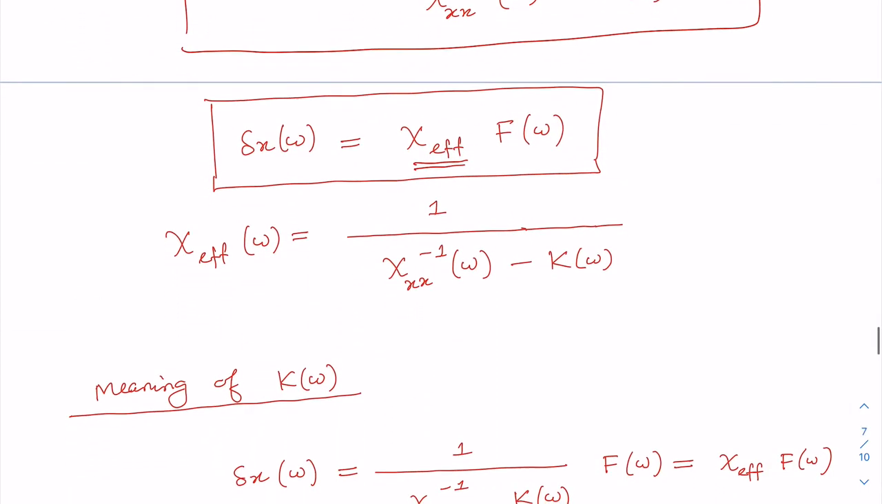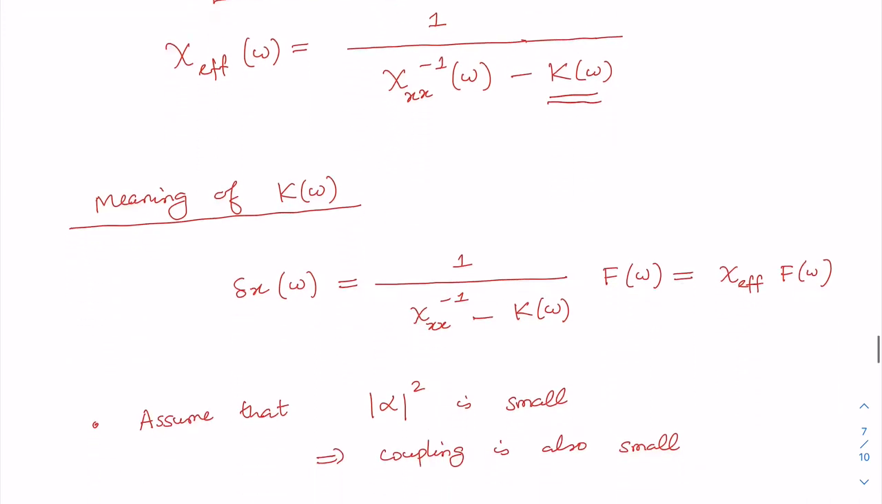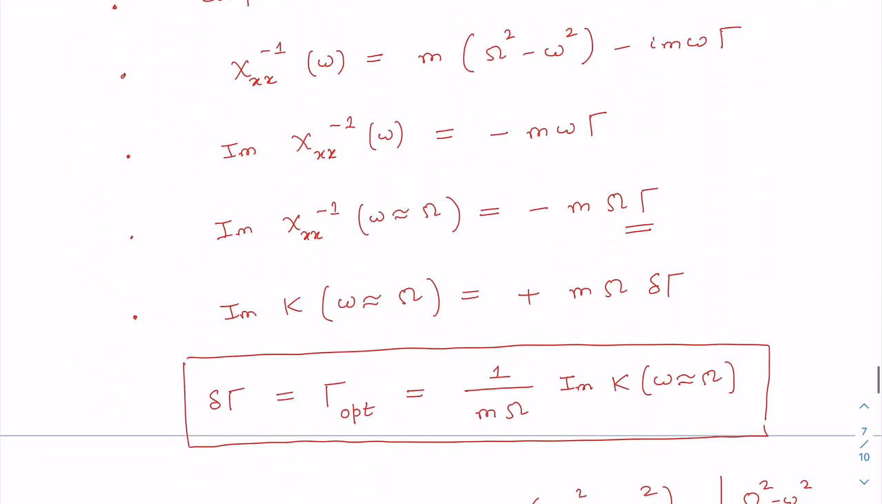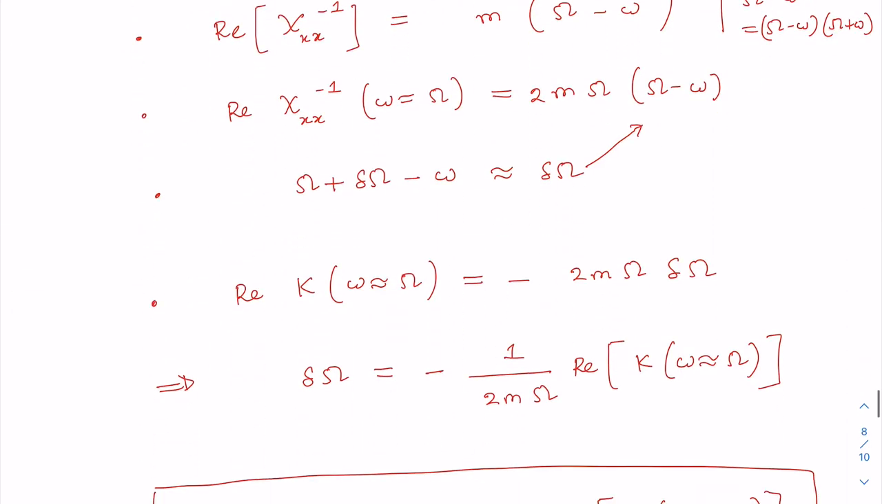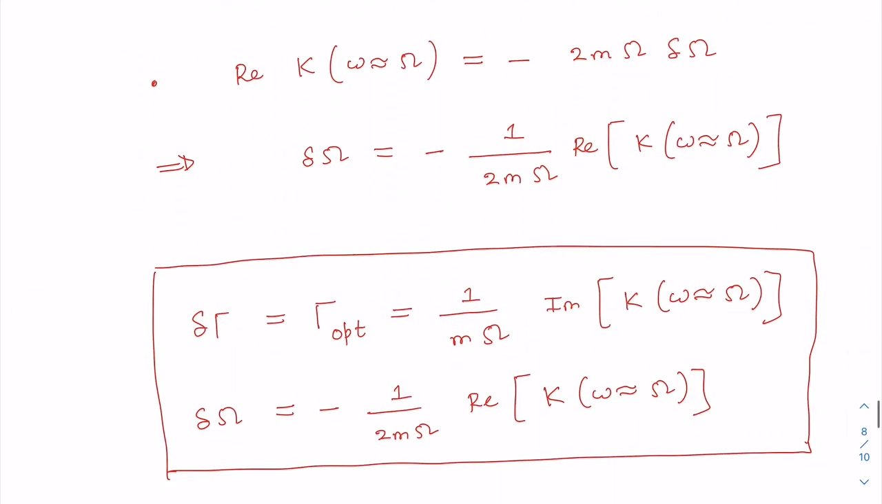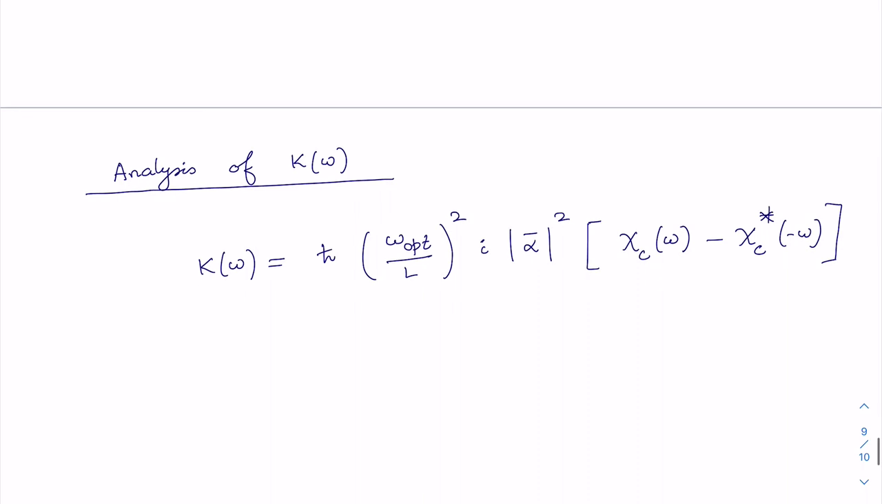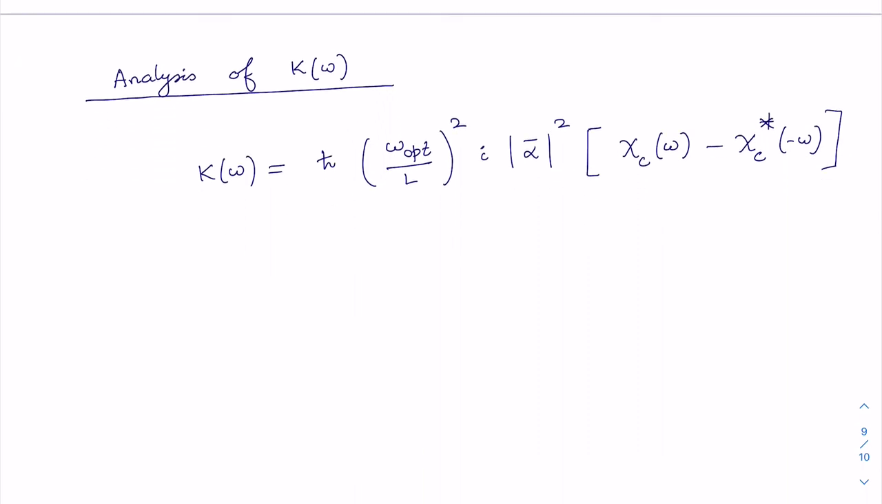Then we went on to understand the meaning of this extra parameter, and it turns out that our analysis finally showed that the real part of this susceptibility parameter, k of omega, is related to the extra frequency shift of the mechanical oscillator, and the imaginary part of k of omega around the resonance frequency of the mechanical oscillator is related to the extra damping that is suffered by the mechanical oscillator. So now we are going to analyze this term k of omega in somewhat more detail, and then we'll be able to extract certain quantitative information about the mechanical system.